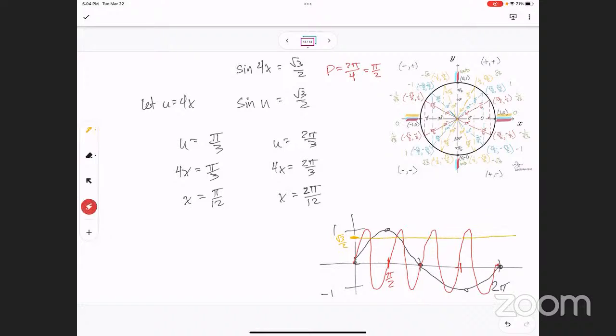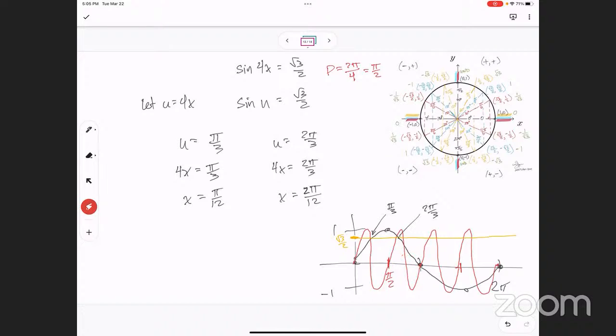Where were my answers originally? Pi over 3 and 2 pi over 3. That was this right here. Pi over 3 and 2 pi over 3 in the black one. See the black one? I'm going to write them in here so you can see it. That was your pi over 3. And that one right there was your 2 pi over 3. See how they're in the first and second quadrant? Here's your first quadrant. Here's your second quadrant. First quadrant is from 0 to pi over 2. Second quadrant is from pi over 2 to pi.